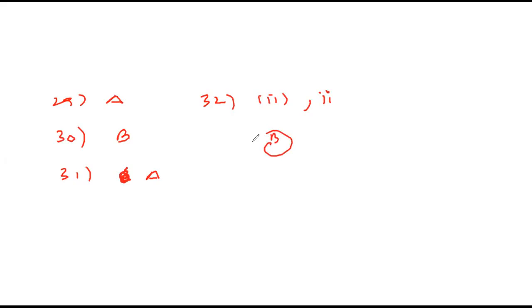Now onwards you have done 33. Oscillator is a device which will convert DC into AC. That is called oscillator, DC into AC.